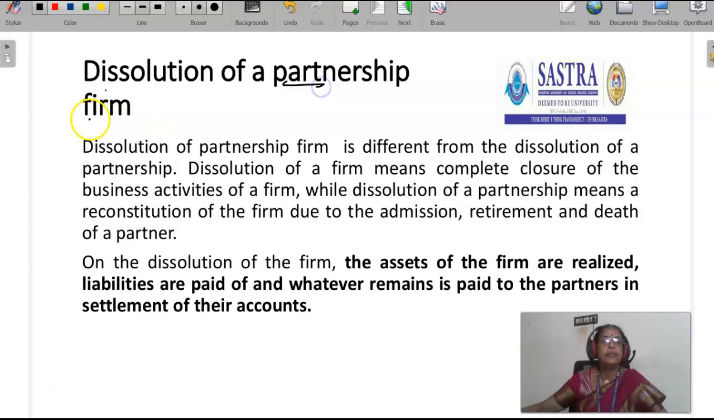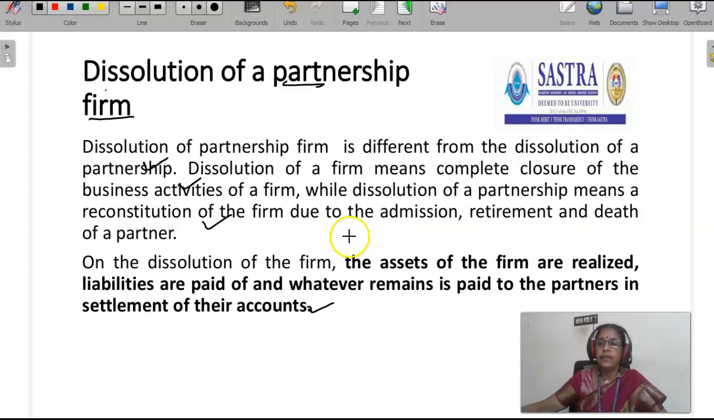Dissolution of partnership firm. Fifth unit, first part. Dissolution of partnership firm is different from the dissolution of partnership. Dissolution of firm means complete closure of the business activities of a firm, while dissolution of a partnership means a reconstitution of the firm due to the admission, retirement and death of a partner. On the dissolution of the firm, the assets of the firm are realized, liabilities are paid off, and whatever remains is paid to the partners in settlement of their account.